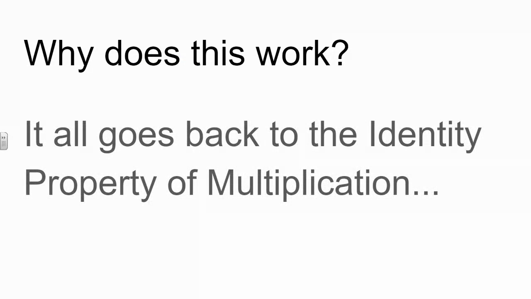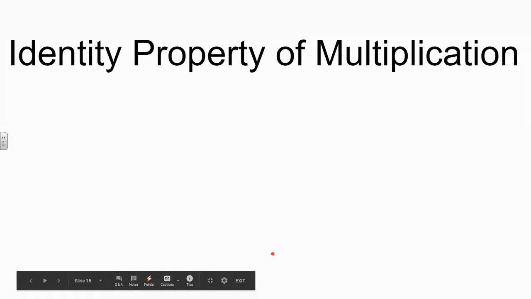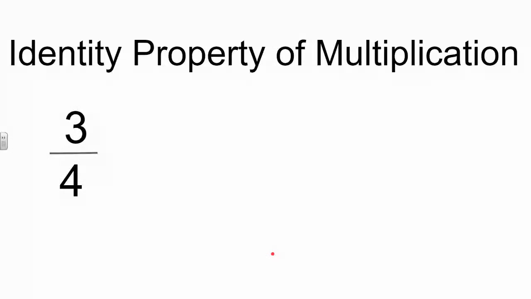But I want you to understand why it works. And it all goes back to this thing called the identity property of multiplication. Think about this for a minute. If I have 5 times 1, well, it's still 5. So the identity property of multiplication means when you take a number and you multiply it by 1, it stays that number. Well, if we apply that to fractions, 3/4 times 1, well, it's 3/4.